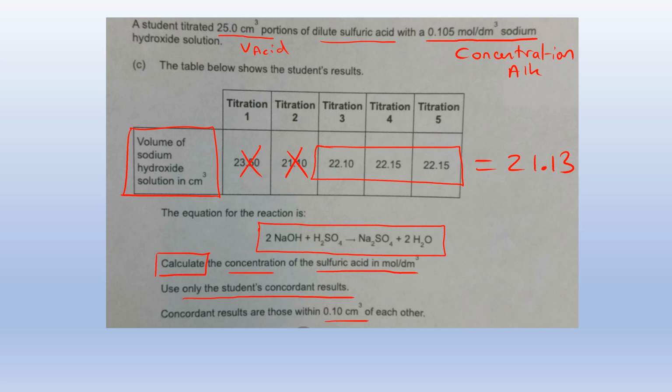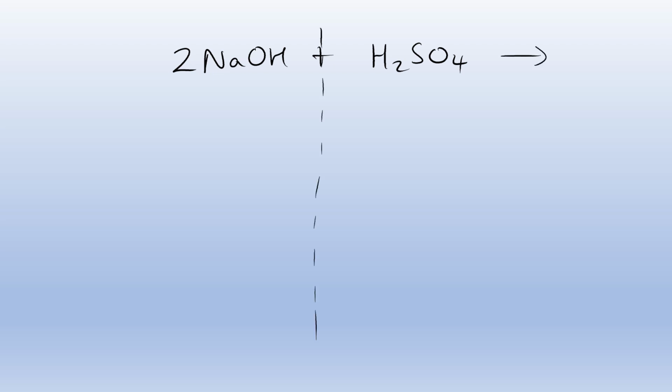Okay, now I am set up and I am ready to go with my calculation. So I'm going to move on to the next page and I'm going to show you how I would go about setting that up. Okay, so I'm going to start with the equation. 2NaOH plus H2SO4, and then I'm not really worried about the products here. I'm worried about these two parts. So they're the bits I'm going to leave for my table.